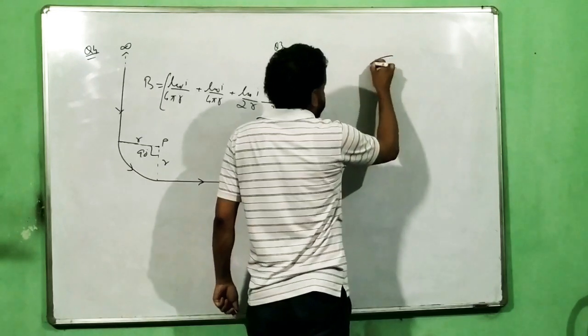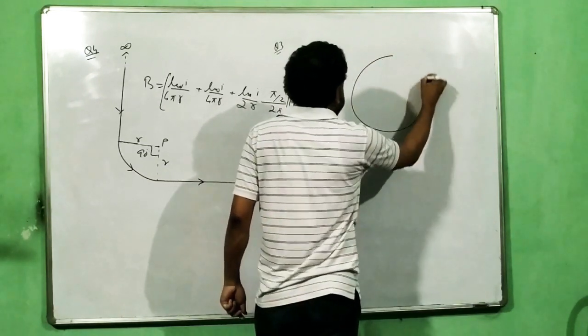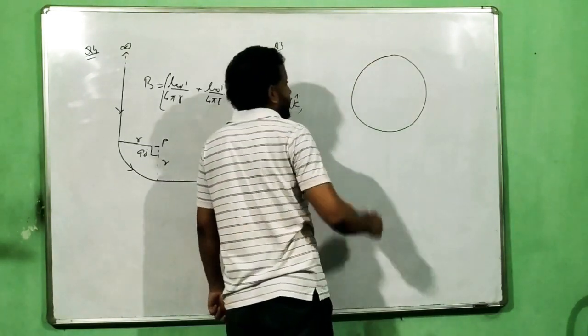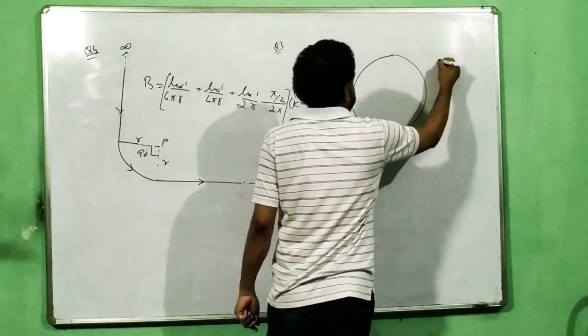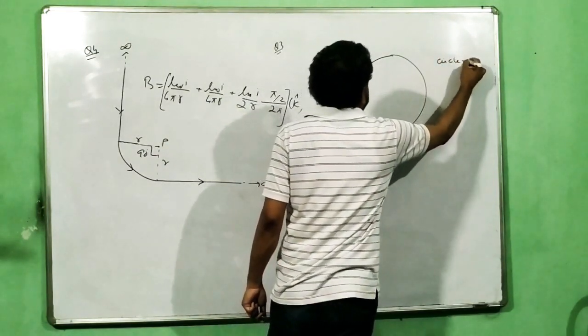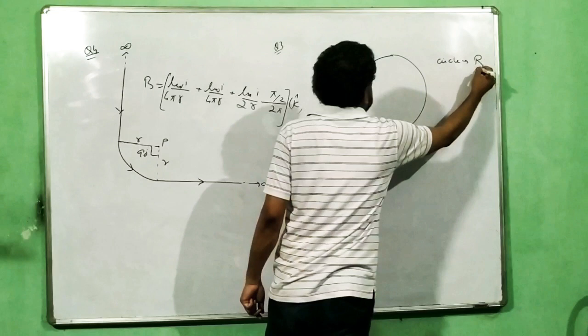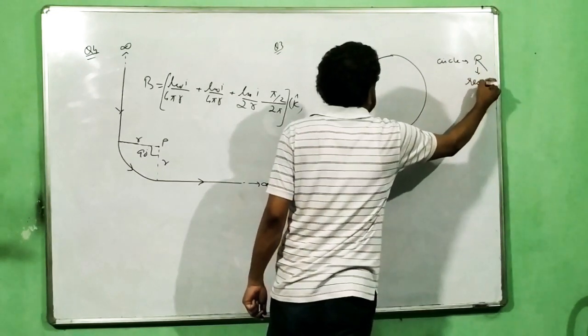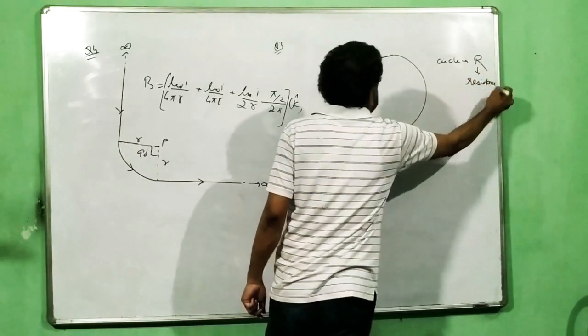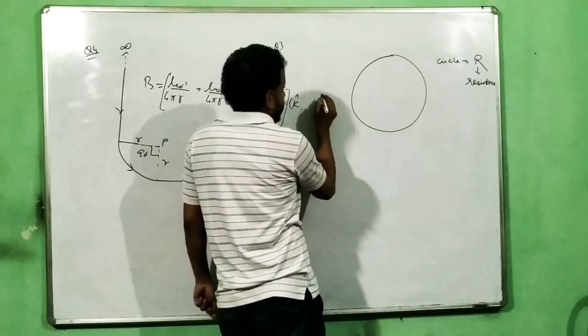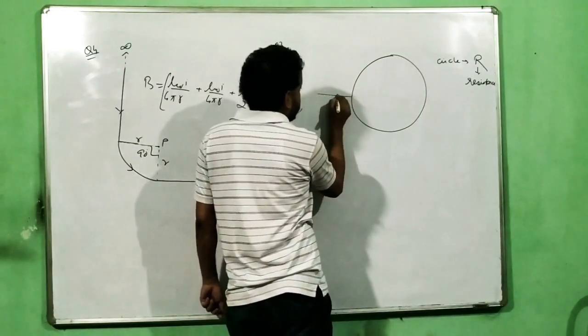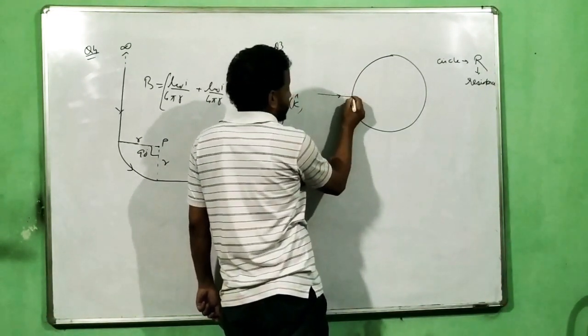Suppose you have a wire, and this wire has a resistance. The entire circle, the full circle, has a resistance of R. Let us say the current goes in here at this junction.